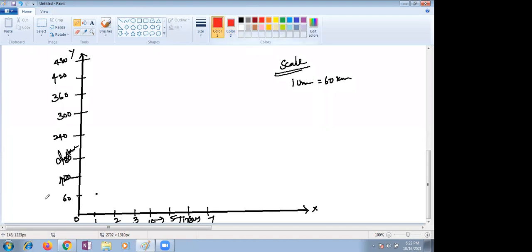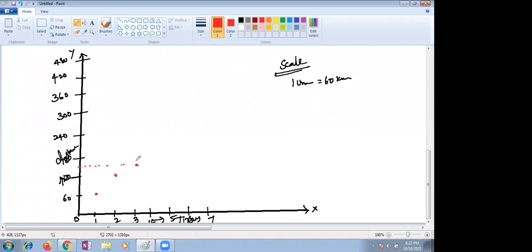Ma'am, they asked for 150 kilometers. For 150 kilometers, you just see here. Where can I locate 150? Ma'am, it will be between 120 and 180. So 120 is here and 180 is here. So 150 will be exactly in the half, because on graph paper you can divide it. Yes, ma'am, on graph paper we can put the point exactly. We can do this.